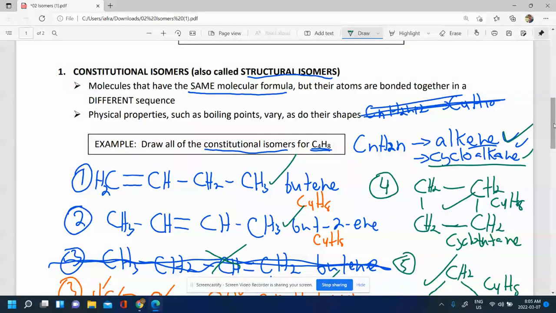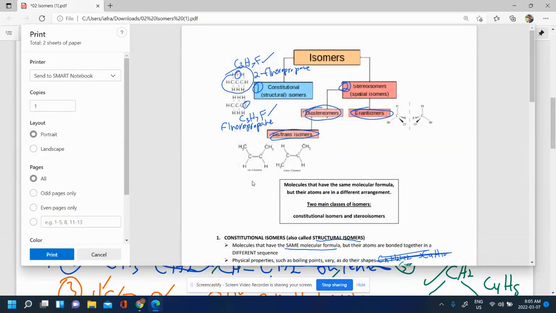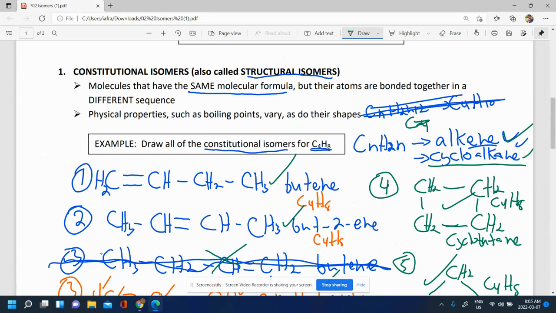Another one you can try out, we'll take it up in another video. Try to make all the constitutional isomers for C5H12. So you can try that, and in another video, you can check your work.